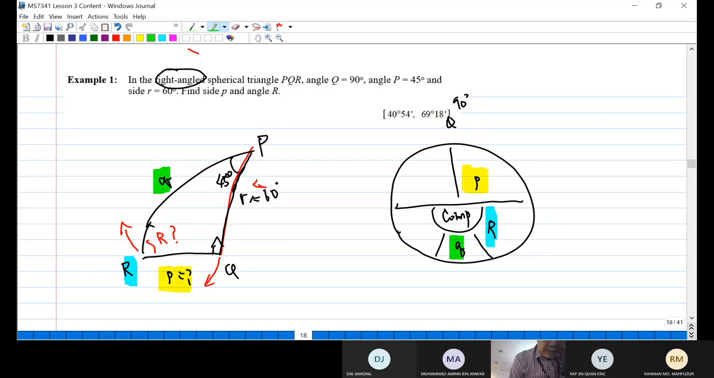Then afterwards you encounter the angle P now. So angle P, let me use an orange color here. Anchor P here. Then the last side encountered is the side R here. So I use this color here, 60 degree. So this 60 degree here. So R is 60 degree. What else? Angle P is 45 degree.